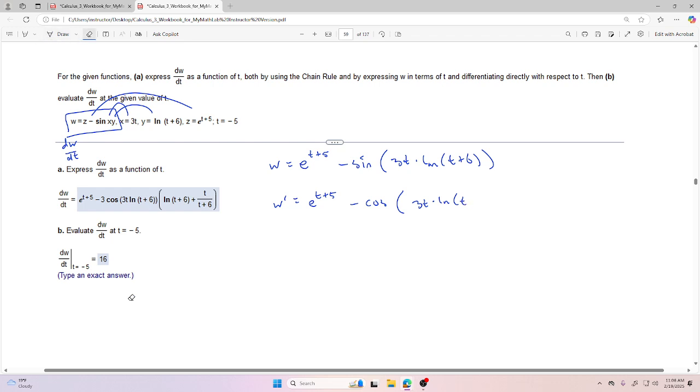The derivative of this thing is a product rule, so I'd have a 3 ln t plus 6, and then I have a 3t, derivative of ln is 1 over stuff, and there you go. It actually wasn't that bad. There's your answer. So could you plug it in the very beginning? Yes. Should you? Oh yes. That's why they don't teach it this way.